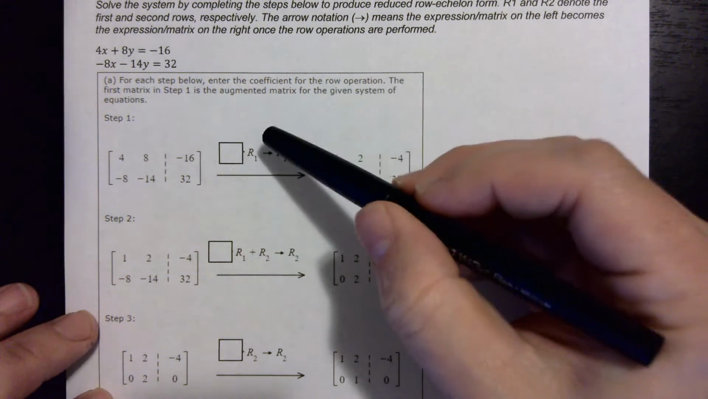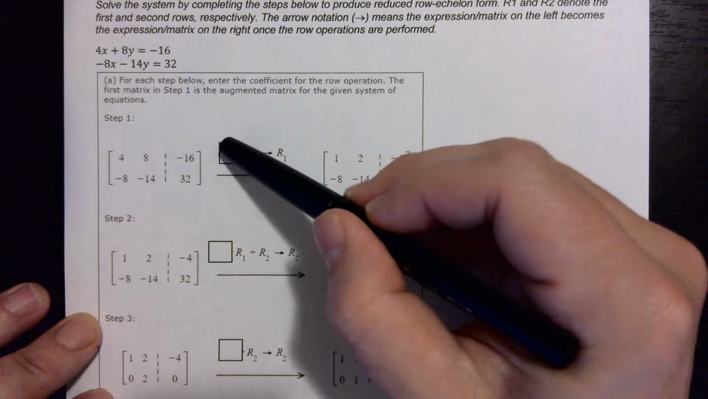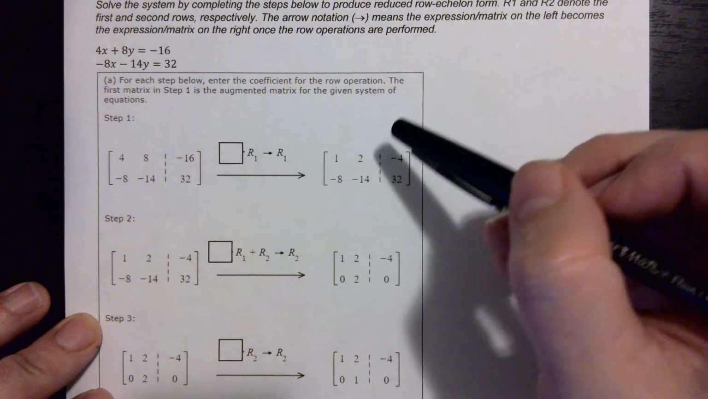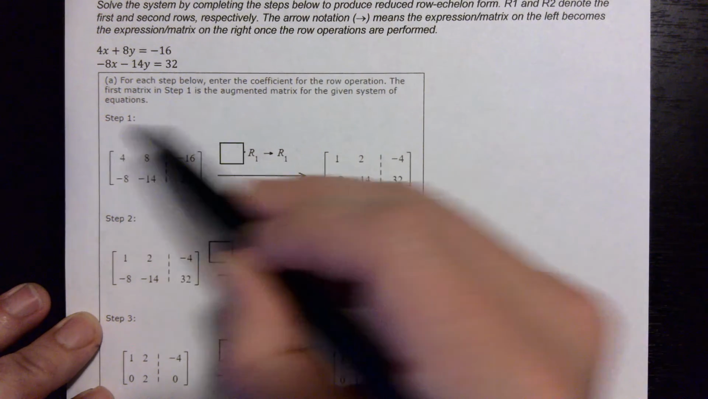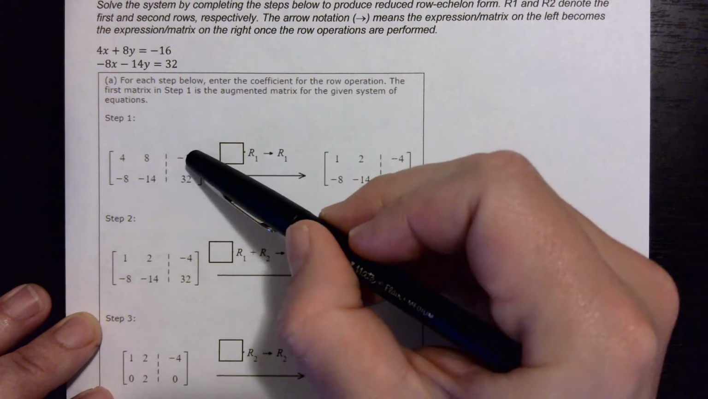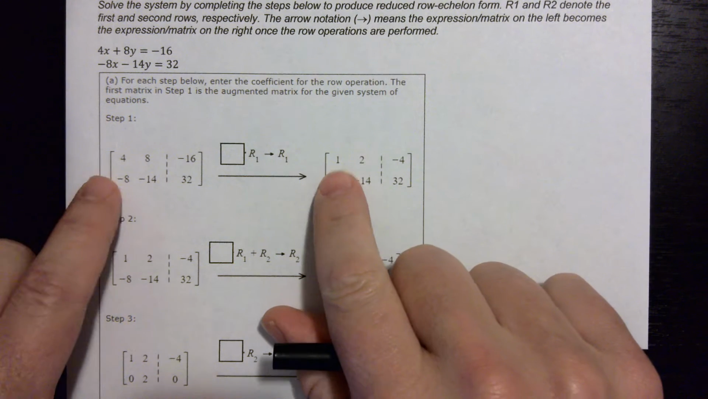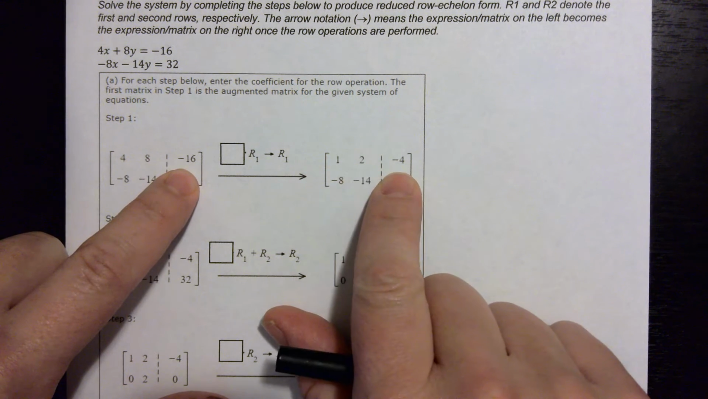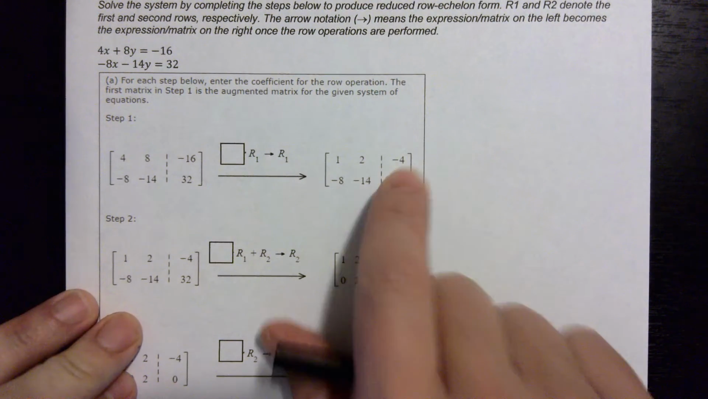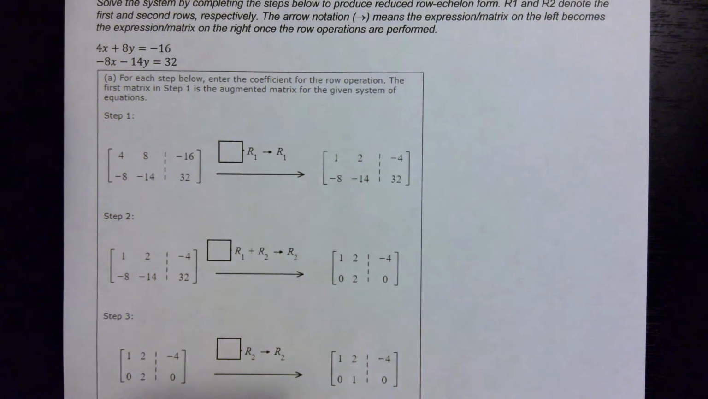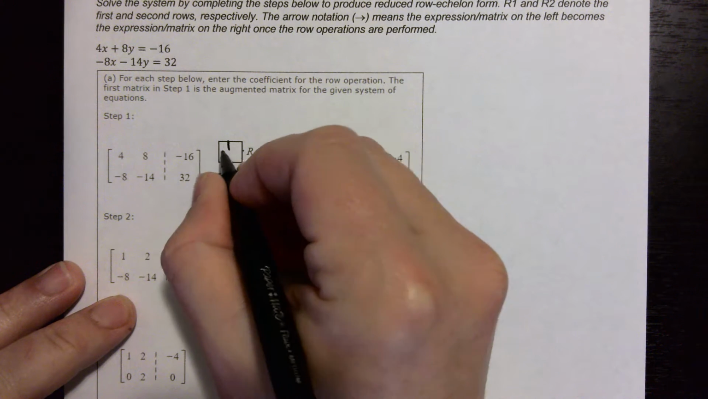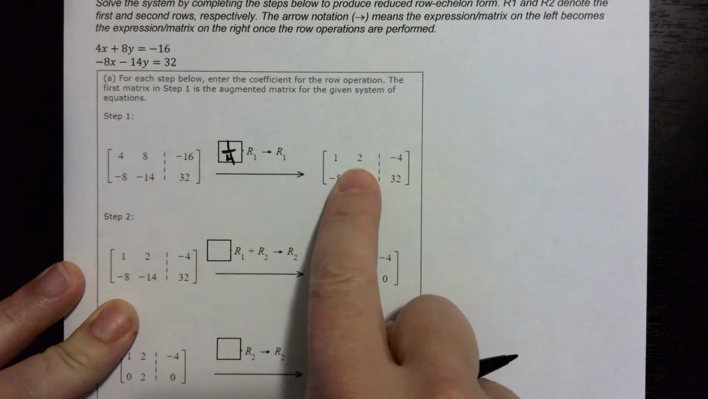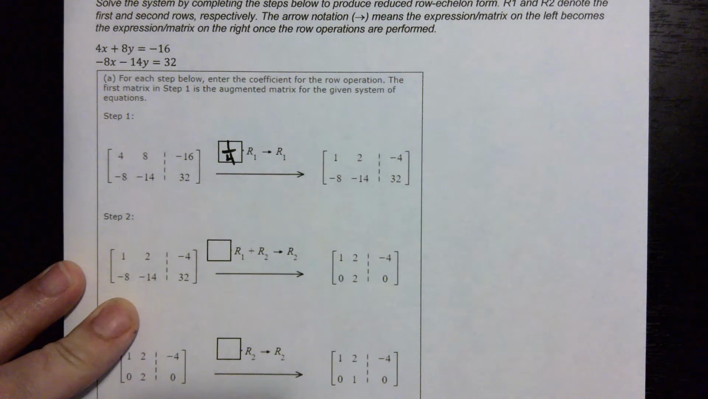Okay, so our first question is, what did we multiply R1 by to make it become this? And R1 means row 1. Okay, this is row 1. So what do we multiply row 1 by to make it turn into this? So the 4 turned into a 1, the 8 turned into a 2, and the -16 became a -4. So what did we multiply by? Well, it looks like we multiplied by 1/4. Okay, a fourth of 4 is 1, a fourth of 8 is 2, and a fourth of -16 is -4.